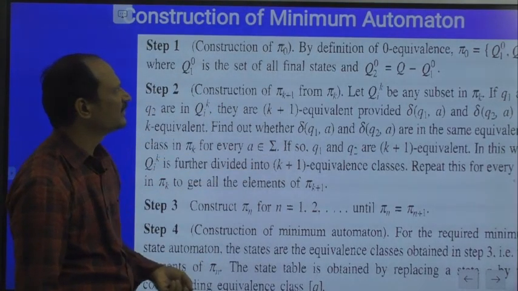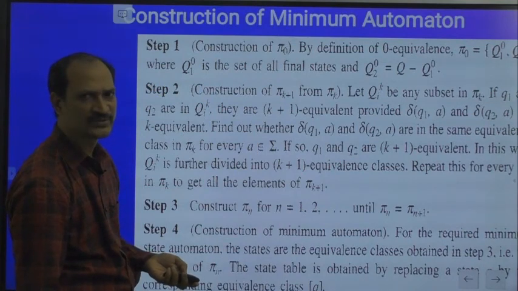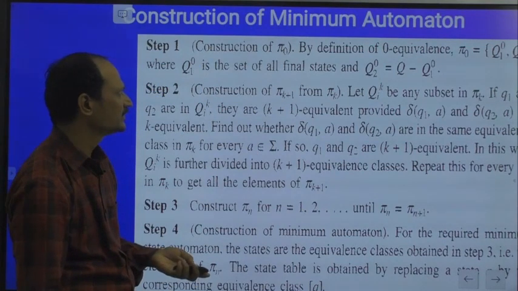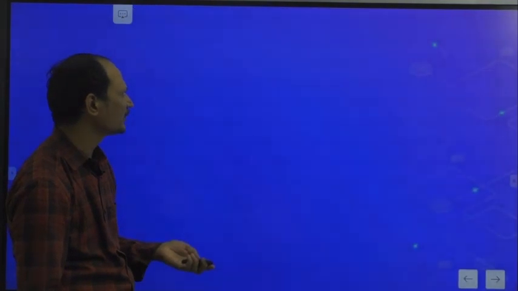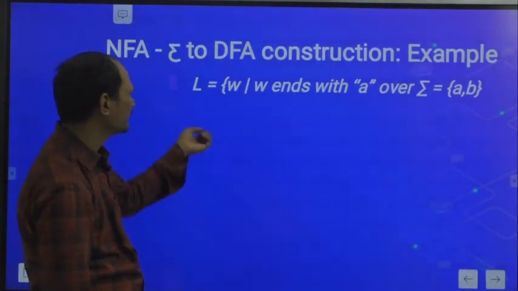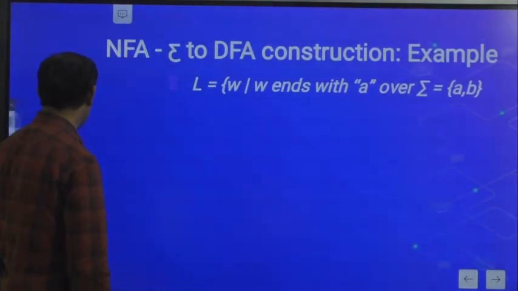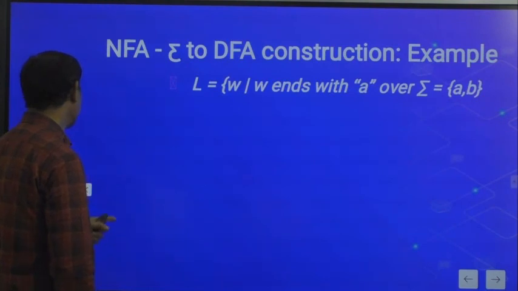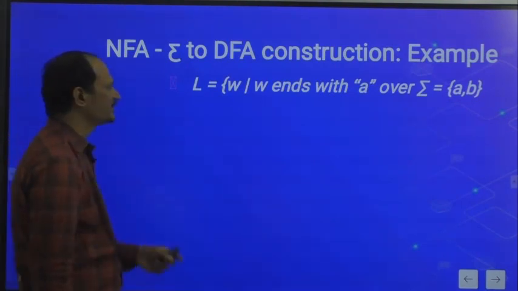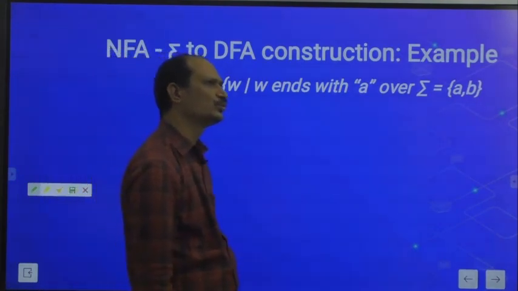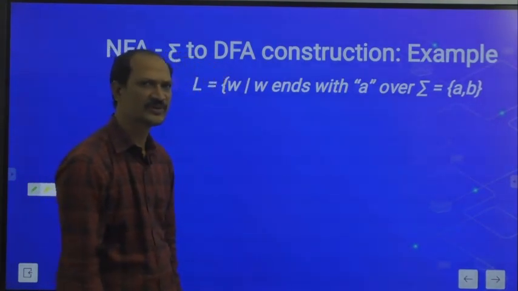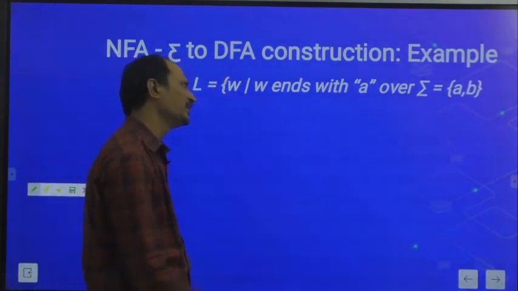The minimization of automata is what we are going to see in the next topic. Now you just remember it. There are mainly two important formulas in converting the NFA machine with epsilon transitions to an NFA machine without epsilon transitions, as well as to DFA.